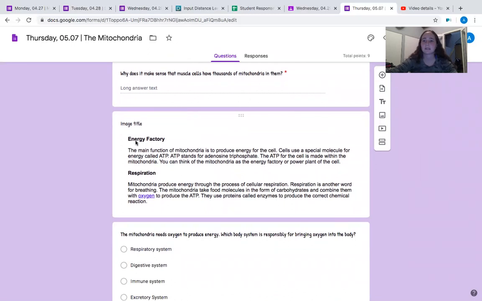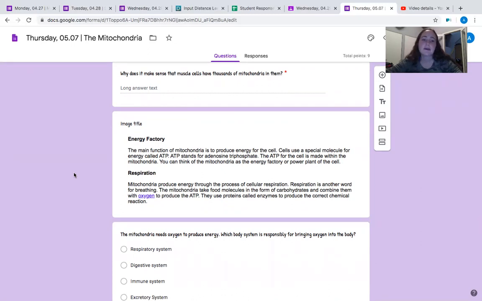Let's move on. Energy factory. The main function of mitochondria is to produce energy for the cell. Cells use a special molecule for energy called ATP. ATP stands for, you don't need to know this, adenosine triphosphate. Sorry about that. The ATP for the cell is made within the mitochondria. You can think of the mitochondria as the energy factory or power plant of the cell.